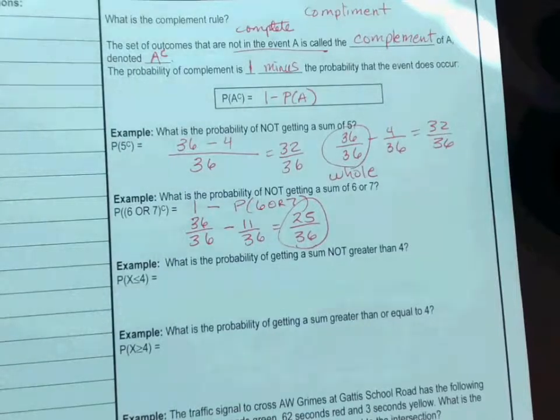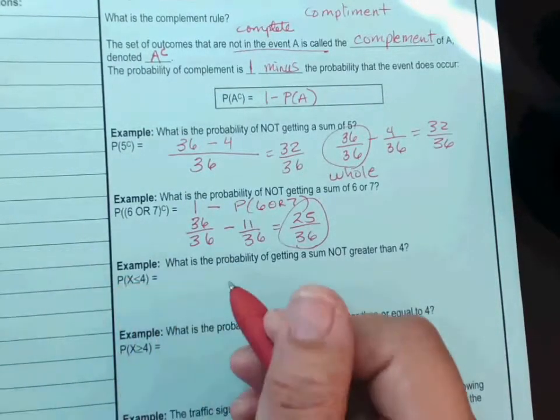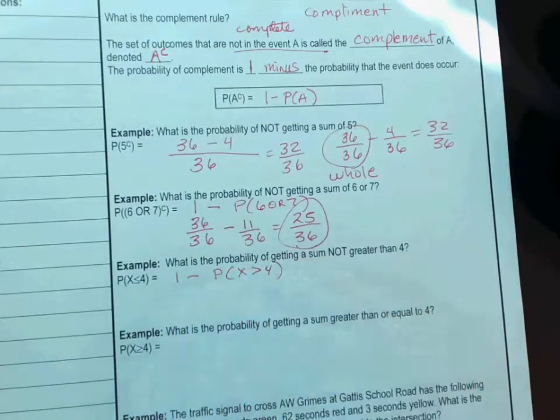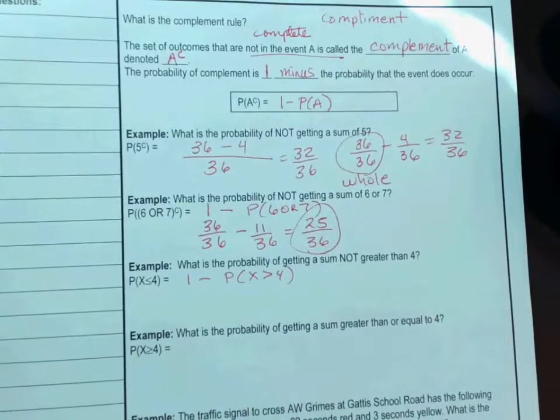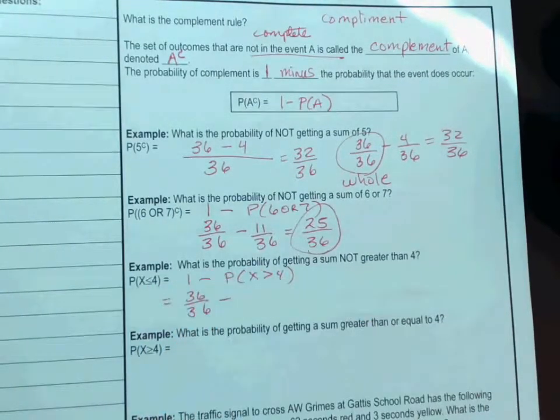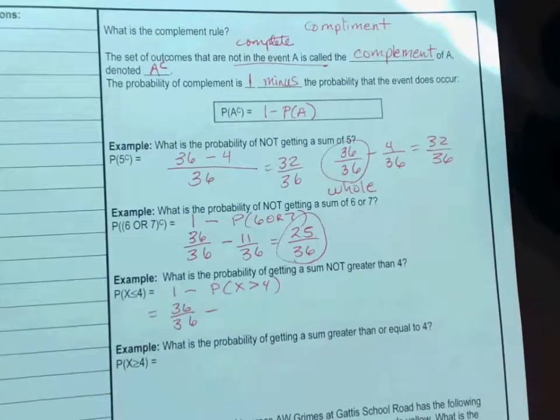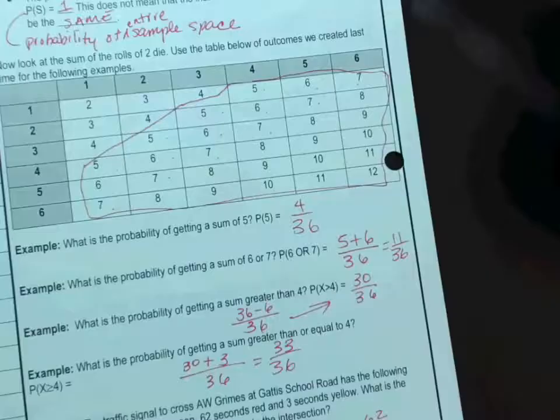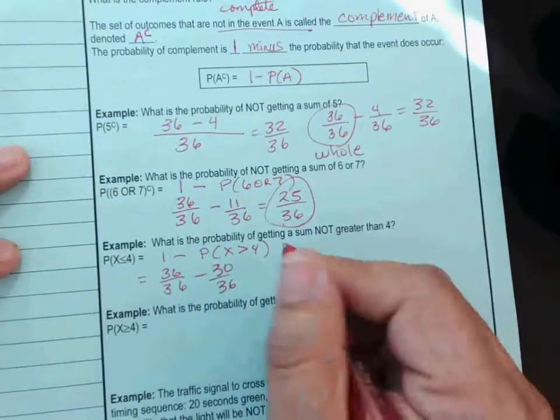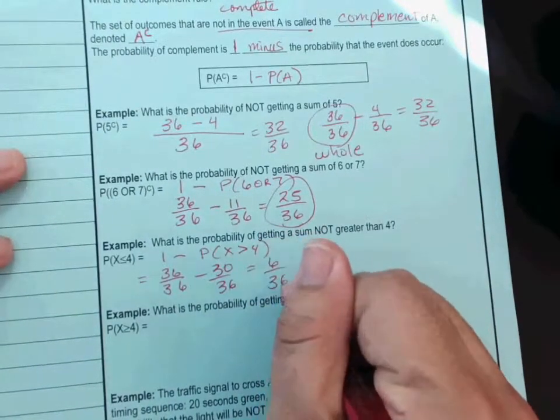Okay. What is the probability of getting a sum not greater than 4? All right, so I kind of wrote it that way. Well, that's 1 minus the probability of getting a sum greater than 4. Okay. And if I go look, again, we can go to 36 out of 36 to make life easier, because that's the whole sample space. And greater than 4 was 30 out of 36. So I subtract 30 out of 36, and I will get 6 out of 36, or 1/6.